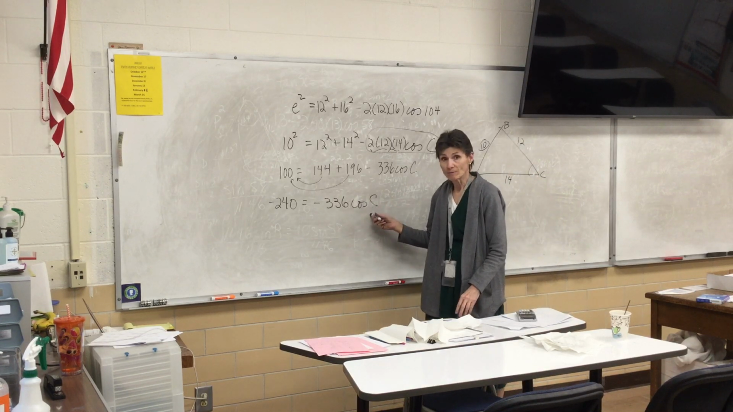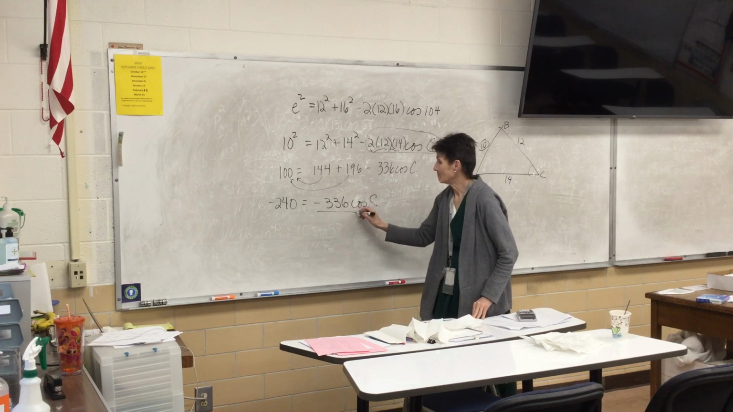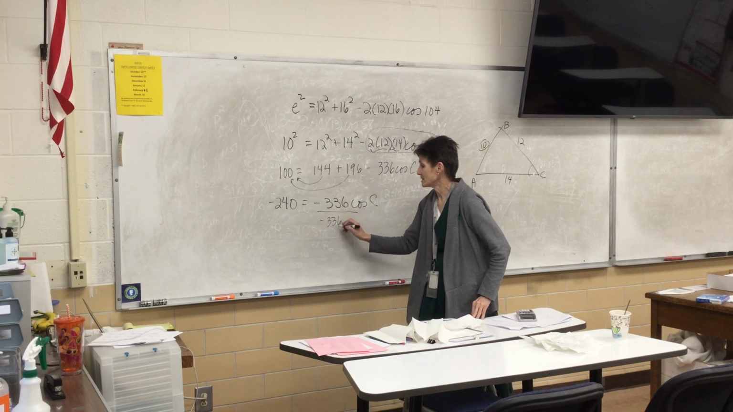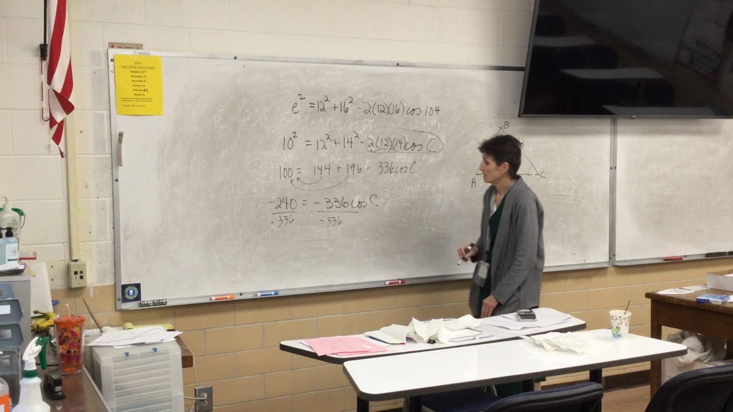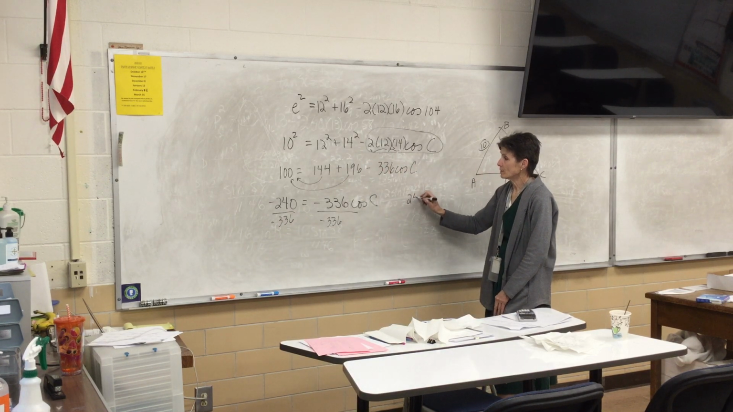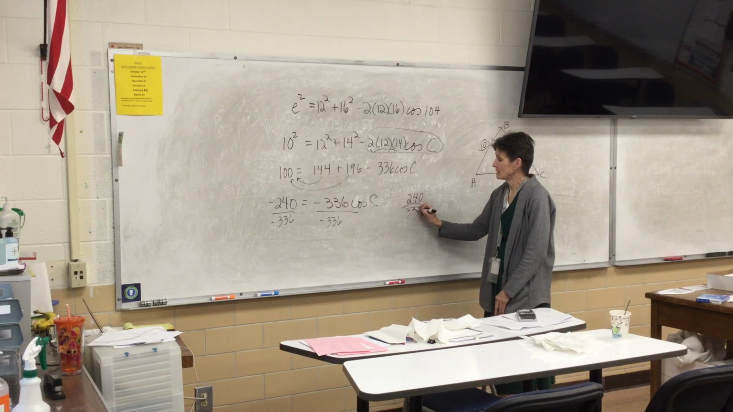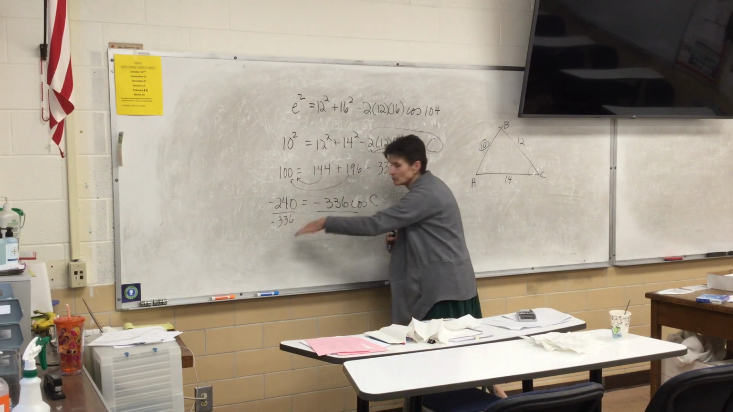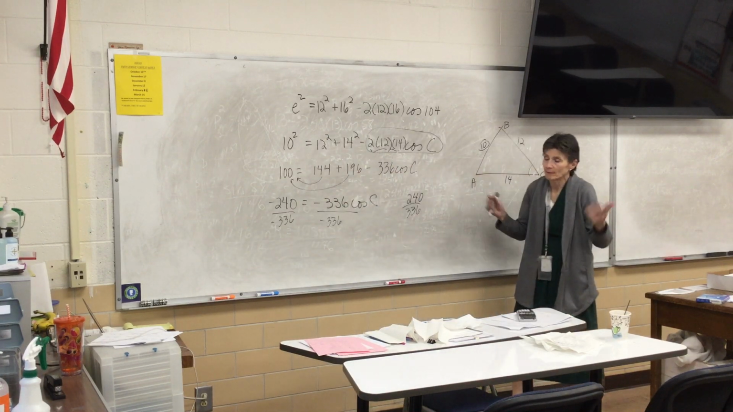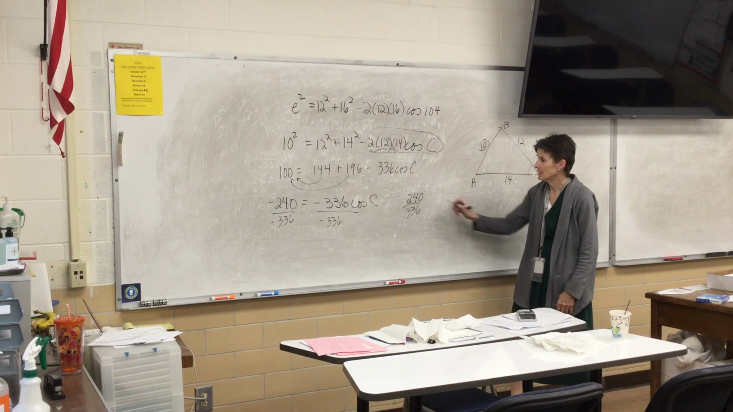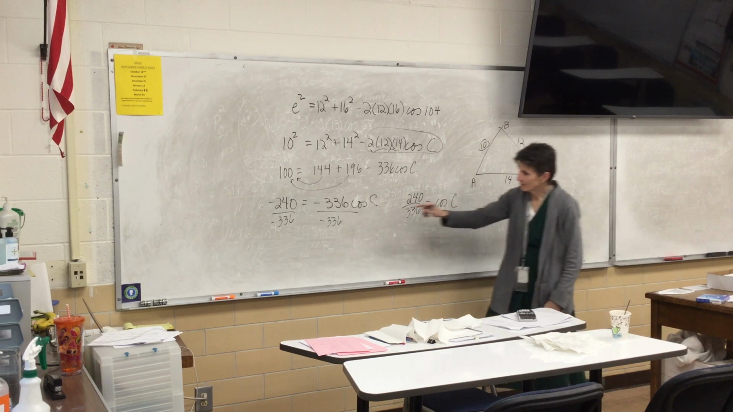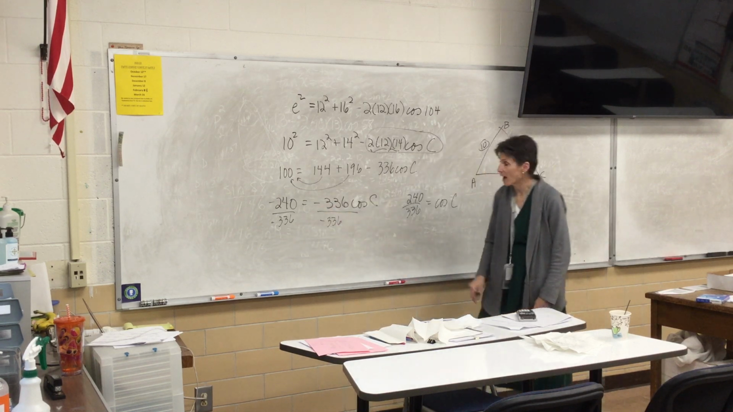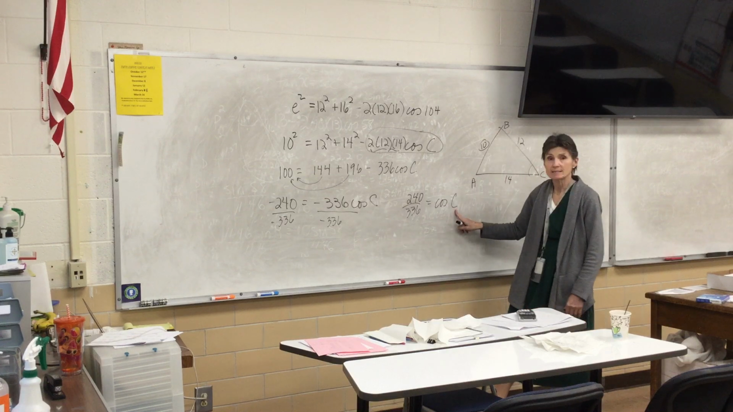Now, remember, I'm solving for this. So I'm going to go ahead and divide by negative 336. So 240 over 336, the negatives cancel. You can take them or leave them, it doesn't matter. I'm just taking them out because they cancel. Equals cosine C. Because I divided the 336 to the other side, all I have left over here is cosine C.